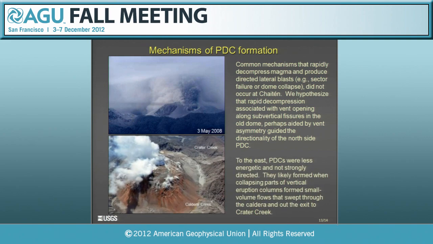To the east, the PDCs were much less energetic. They were not strongly directed. And so we hypothesized that what went to the east was probably more your typical vertical column collapse that sent multiple small, dilute PDCs sweeping out in that direction.